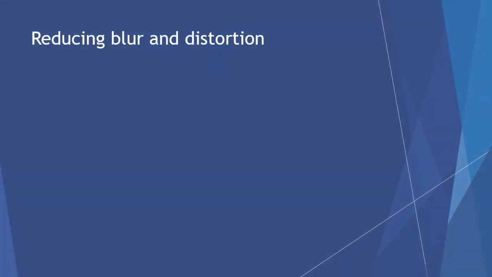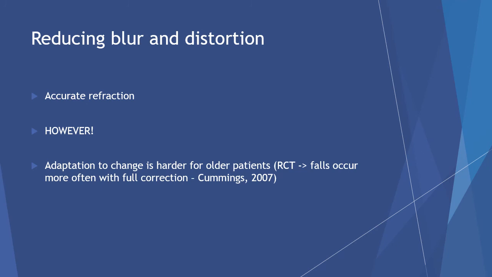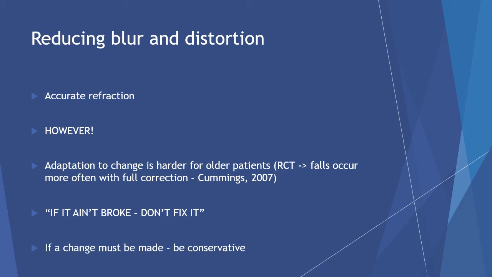So to reduce blur and distortion, we do an accurate refraction, which is great because that's what we're good at. But just be careful and remember that older people struggle to adapt to change. A randomised controlled trial by Cummins showed that falls are more common when someone's given their full correction rather than a tiny change at once. So people don't like a great deal of change, especially when they're older. So remember, if it ain't broke, don't fix it. If change must be made, be conservative with a small c.